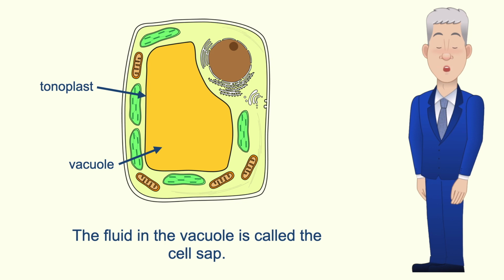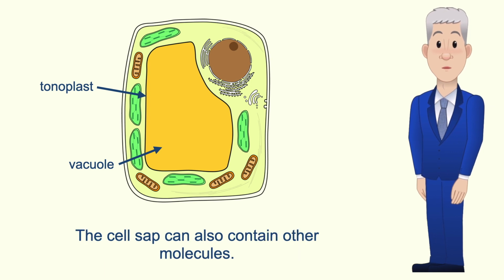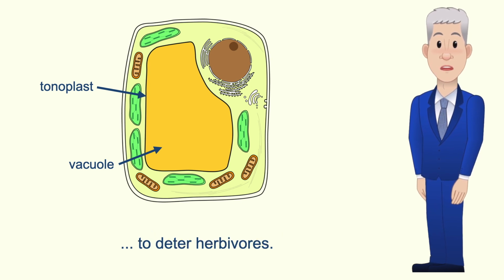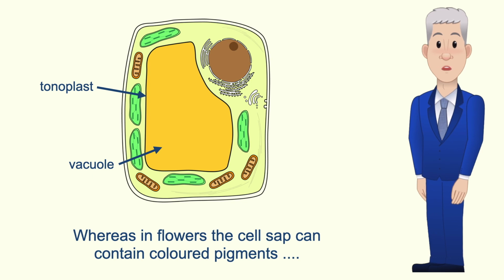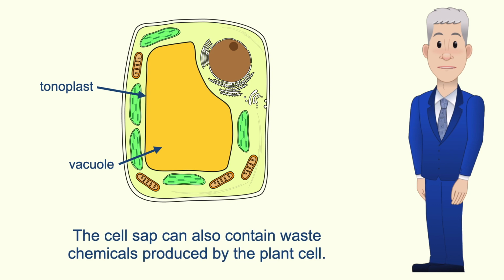The fluid in the vacuole is called the cell sap. Cell sap contains dissolved sugars, mineral salts, and amino acids. The cell sap can also contain other molecules. For example, in some plants, the cell sap contains poisonous chemicals to deter herbivores, whereas in flowers, the cell sap can contain coloured pigments to attract pollinators. The cell sap can also contain waste chemicals produced by the plant cell.